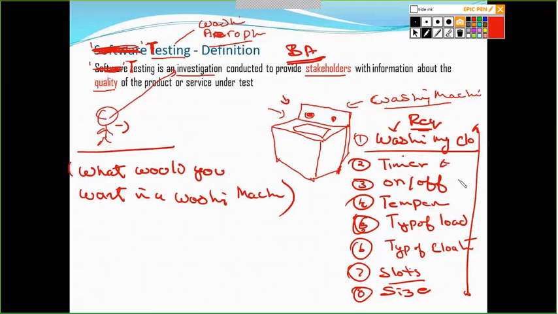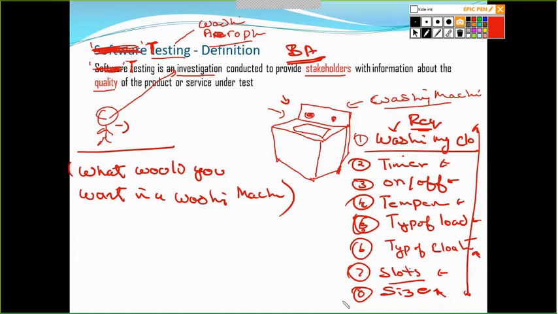Washing machine should have a timer. You should be able to switch the washing machine on and off. It should have a temperature. It should have different types of load. It should be able to wash different types of clothes. It should have a slot where I can put detergent, and whatever things, and I should be able to choose what size washing machine I need depending upon the load. So this is how the requirements come in.